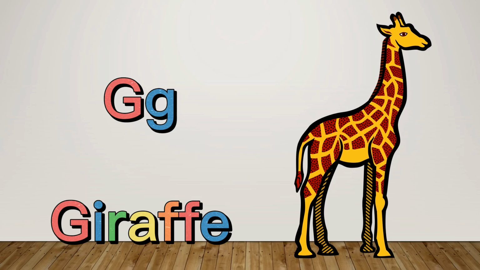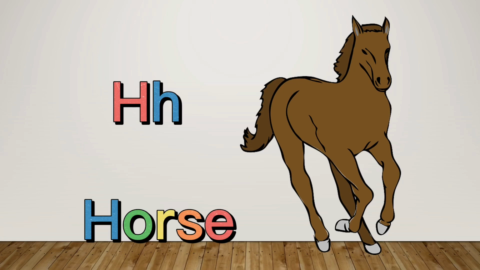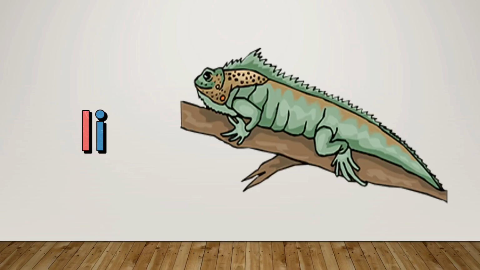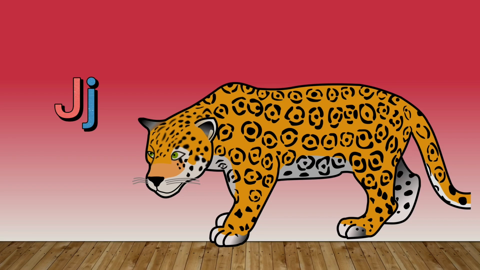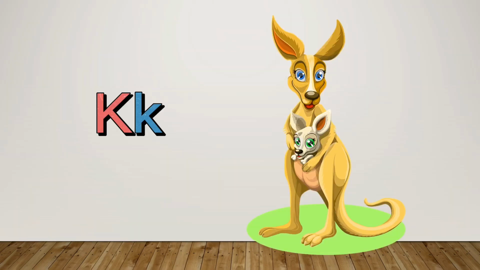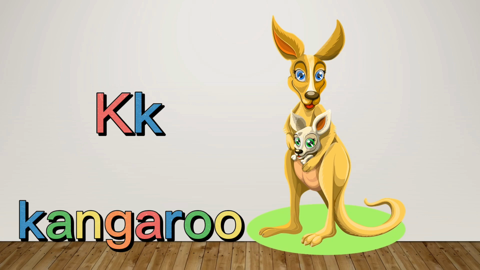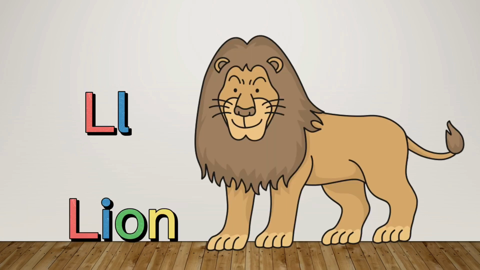G is for giraffe. H. H is for horse. I. I is for iguana. J. J is for jaguar. K. K is for kangaroo. L. L is for lion.